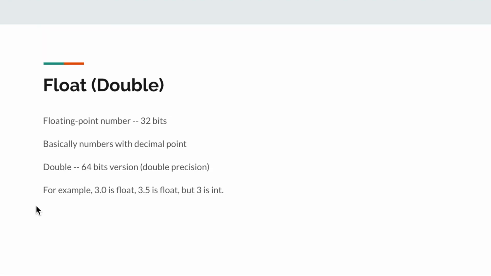So float is called a floating point number, which also uses 32 bits. Basically, the way to understand it is numbers with a decimal point. For example, 3.0 is a float, 3.5 is a float, but 3 is an int. Even though 3.0 and 3 might be equal from our understanding, the computer would take 3.0 as a float. And there's also double. Double is the 64-bit version of float, and since we double the bits, we also double the precision of the number it represents.